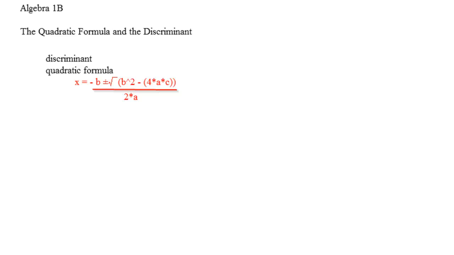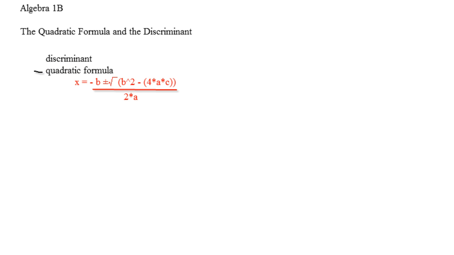Hi and welcome. Today we'll be talking about the quadratic formula and the discriminant. They're not interchangeable, but they are attached at the hip. First off, let's start with the quadratic formula. The quadratic formula is this big old honking looking thing.